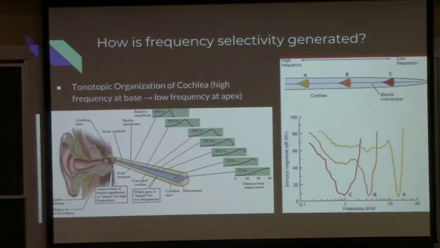And you can relate this back to an audiogram. If you were to take the audiogram of the auditory nerve that's at the apex, in this case C, as you can see, C is most sensitive to 1 kilohertz sounds, as opposed to A, a neuron at the base of the cochlea, which is most sensitive to 10 kilohertz sound. Any questions on that? This is basically the tonotopic organization of the cochlea.